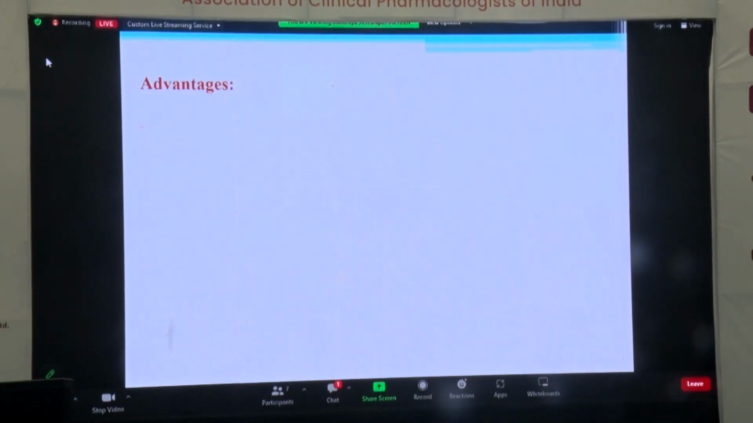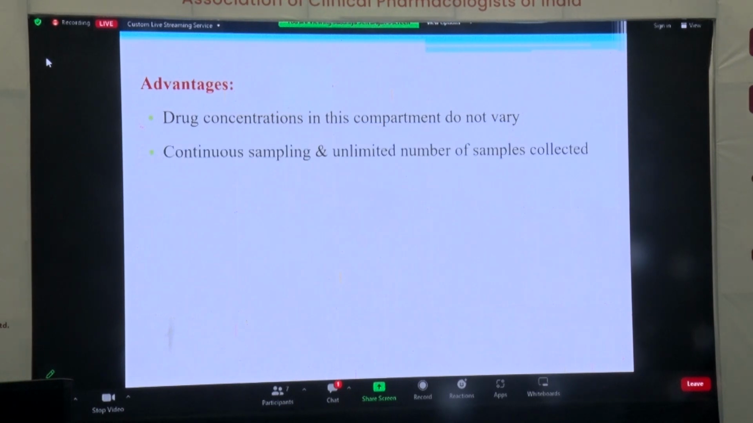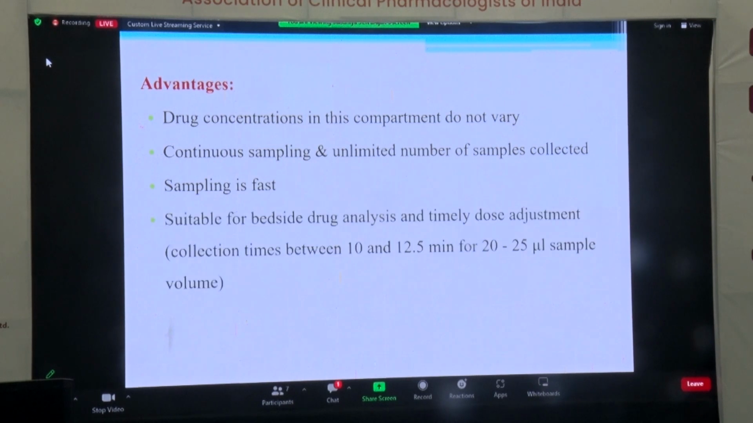So the advantage of this is the drug concentration in this compartment does not vary. We can do continuous sampling and any number of samples can be collected, and unlike our blood samples, sampling is very fast, and we can do the analysis within a short time, and the dose can be adjusted. Usually here the collection time is between 10 to 12 minutes for a 20 to 25 microliter sample volume. So we can determine the concentration of the drug in the brain and decide on the dose accordingly.